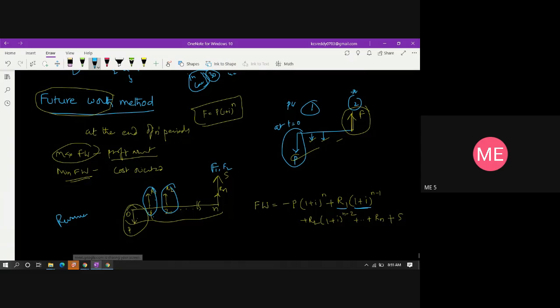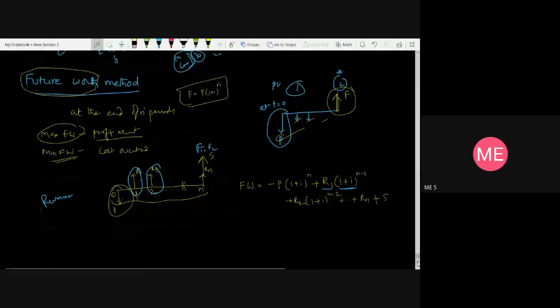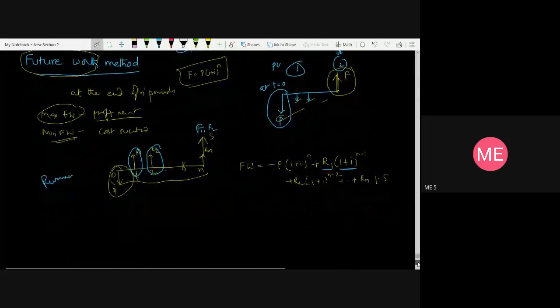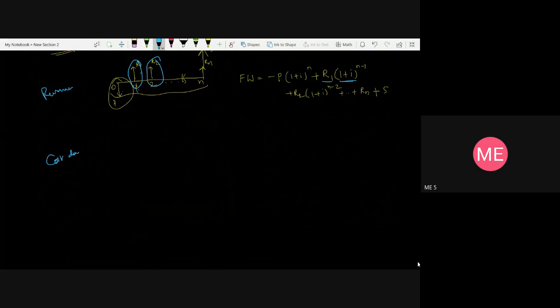Similar to that, we can use the cost dominated cash flow diagram. In that cost dominated cash flow diagram, we'll be having the P at time 0, at 1 we'll be having C1, say C2 and say C3 and so on. We'll be having Cn, and also you'll be having salvage value, say for example.